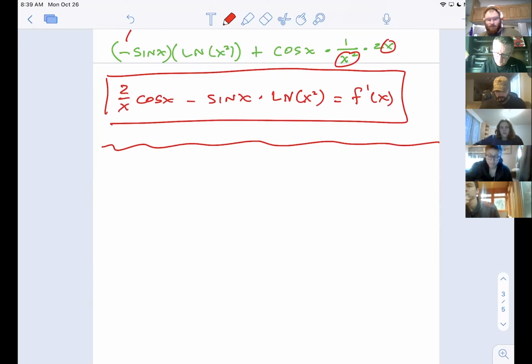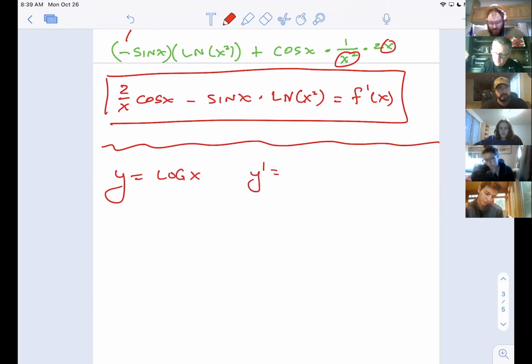1. What about log? That was natural log. What about log of x? Is it also, you might say, well, is y prime equal to 1 over x again? Like, log and natural log are both kind of the same thing. But remember, log was base 10.